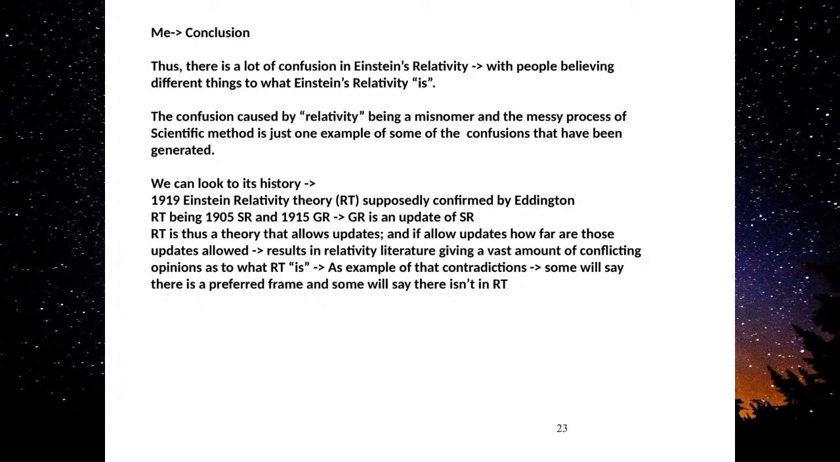And if it allows updates, how far are those updates allowed? It results in the relativity literature giving us vast amounts of conflicting opinions as to what Einstein's relativity is. An example of the contradictions: some people will say there is a preferred frame, and some will say there isn't a preferred frame. And it's all because Einstein's relativity is an ongoing process where you keep updating it. And that's what Einstein gave us at the beginning. He didn't give us a complete theory in 1905.